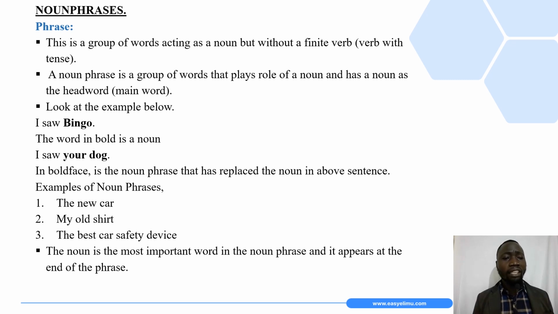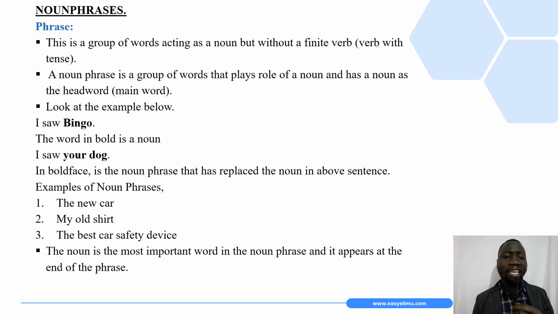So the first example, I saw Bingo. Then in the second example, we have a sentence that reads, I saw your dog. So in the first example, the word Bingo is a noun. That is, it is a name given to a dog. Then in the second sentence, what we have in boldface, that is your dog, is the noun phrase that has replaced the noun that is above. That is, your dog has, in this case, replaced the noun Bingo.